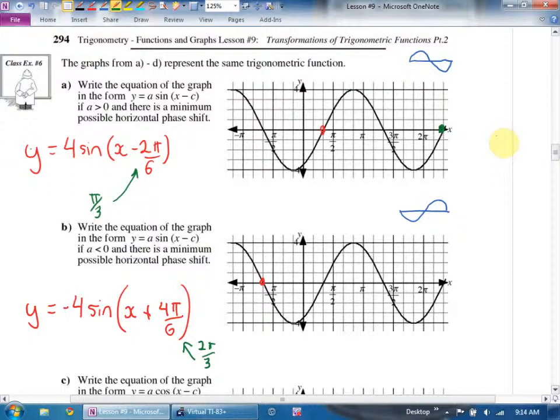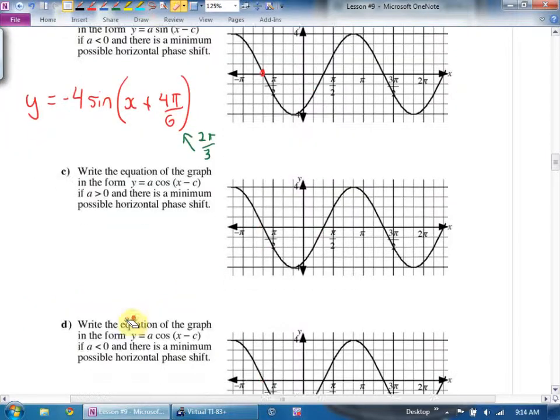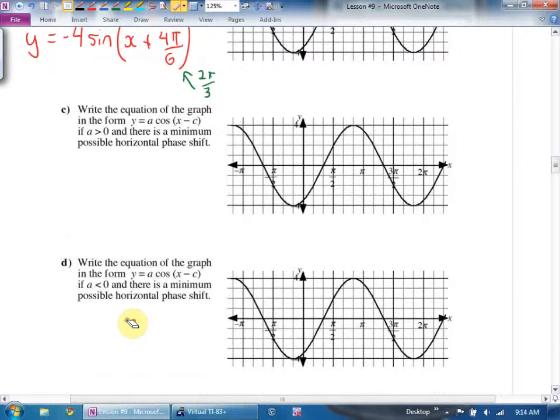Not only can I write this as positive sine, not only can I write this as negative sine, I can write this as a positive cosine equation. Write this as a cosine where A is positive. Now, again, I'm going to do my little sketch. Positive cosine looks like that, but I'm going to get rid of this.